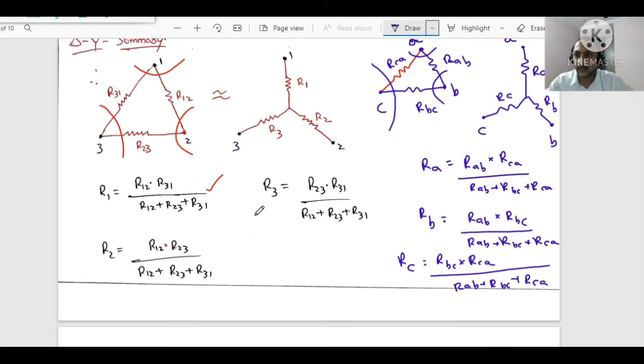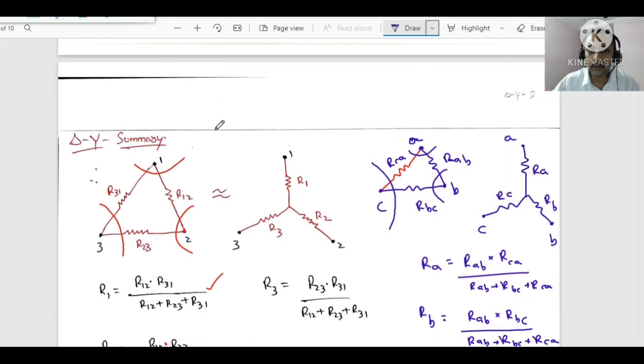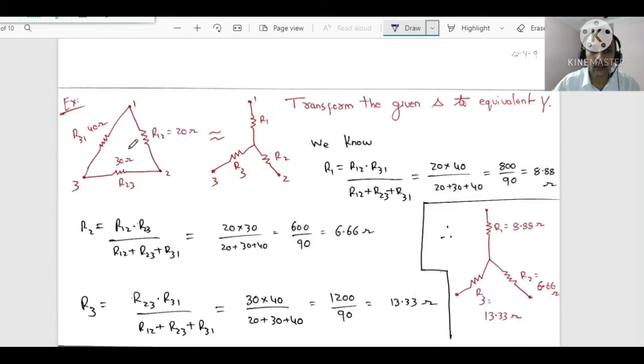Once you do the problem, then, but most of the times in exams they ask for the derivation. In so many question papers we have seen, they ask to express the given delta in terms of star. Derivations are asked for 8 marks. Or sometimes they will give you a simple problem like this and ask what is its equivalent value in star connection.